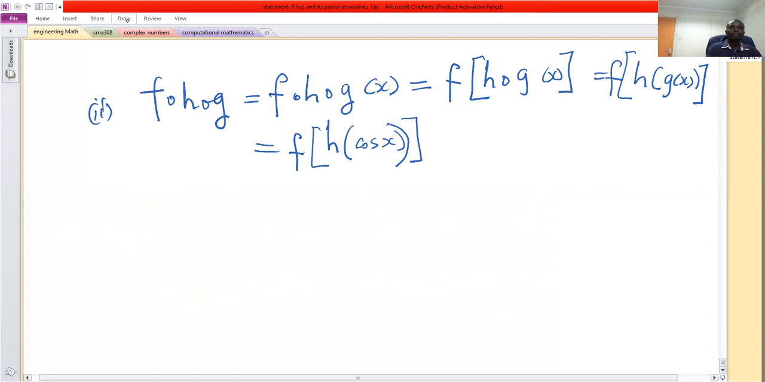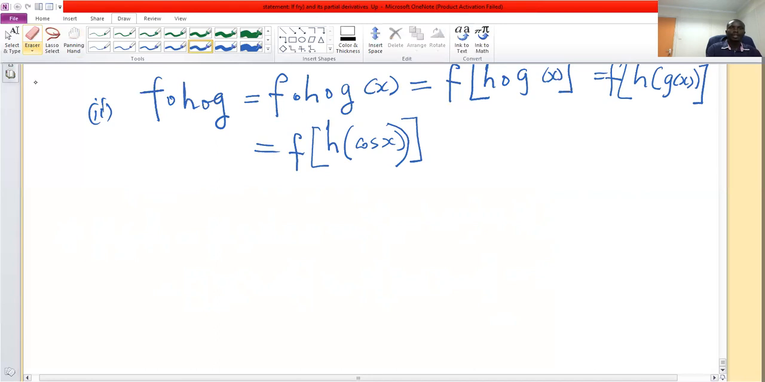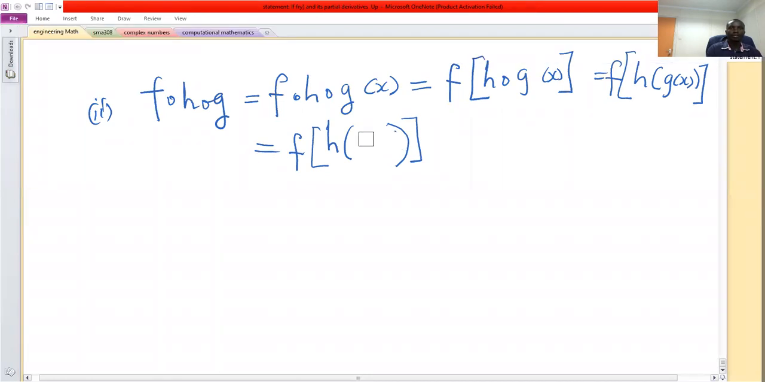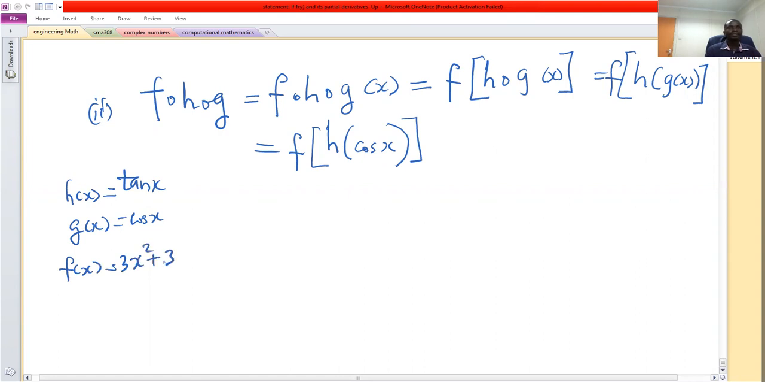So we are giving now the function h a new input called cosine of x. I remember h of x by definition is given by tan of x, g of x is given by cos of x, and f of x is given by 3x squared plus 3. So when you give h an input called cos x, it will define the tan of that input. That's how it operates. So h of x is tan of x. So any input you give it, you define the tan of the input.